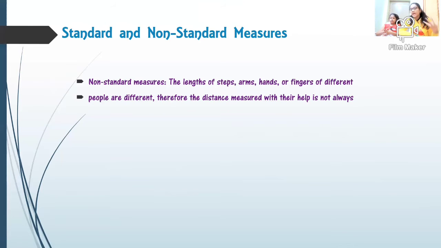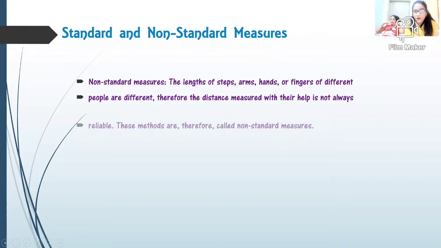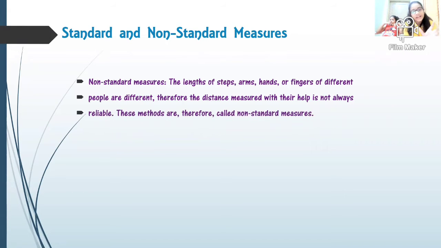I can be different from my mother, my mother can be different from her aunt, and her aunt can be different from her friend. Each of us can have something different. There are people who have a little bit the same, but not all people. So the hand spans or the lengths of steps, arms, hands, fingers of different people are different. Therefore, the distance measured with their help is not always reliable or accurate. These methods are called non-standard measures because they don't have a standard unit.